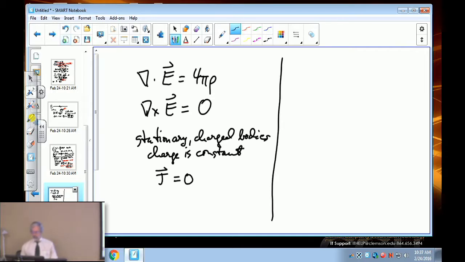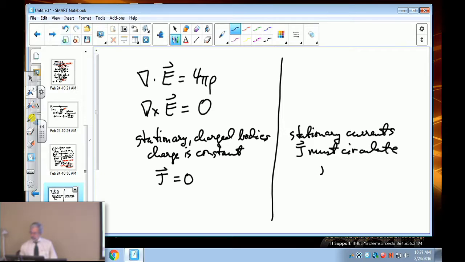Okay, for magnetostatics, you have stationary currents, meaning that the wires can't move and that the J must circulate. In other words, that the J is constant, so there's no time derivative to J, and the divergence of J is 0 everywhere. That's the magnetostatic condition.